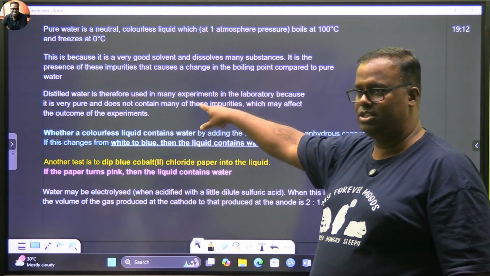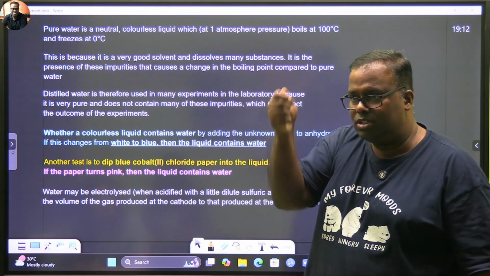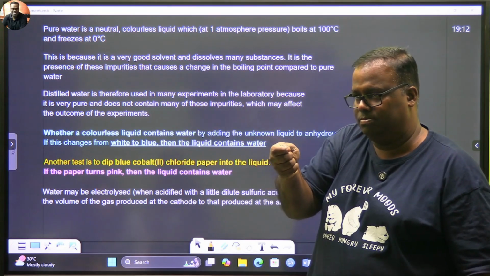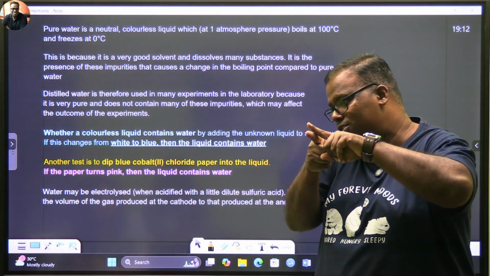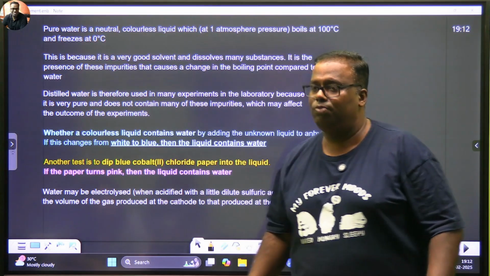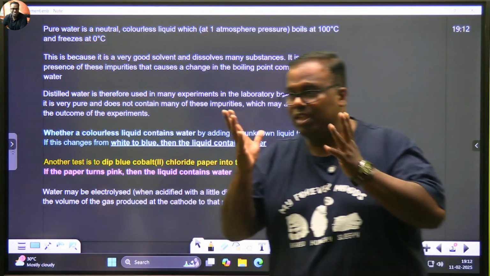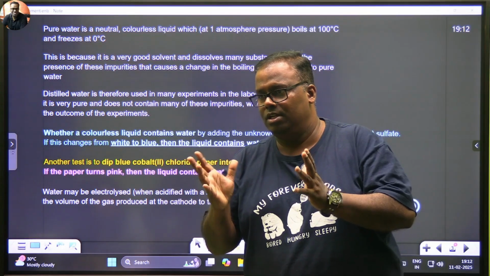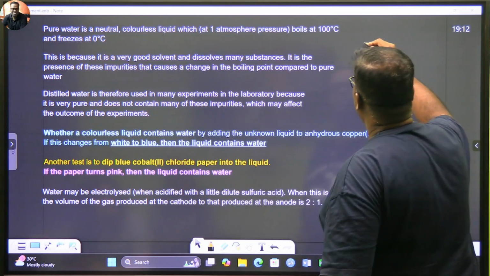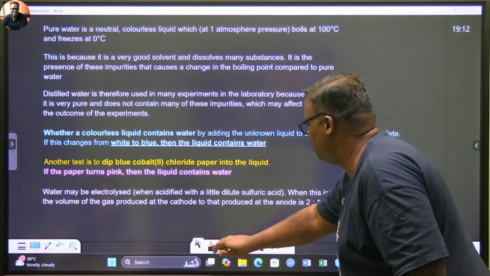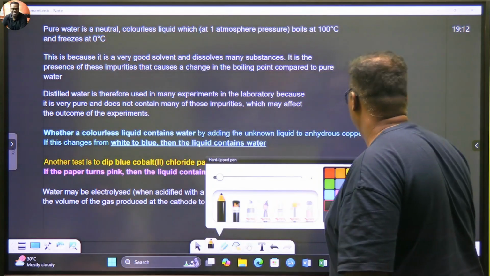Water means only distilled water. Now, that particular thing which I have taken from my kitchen tap, does it contain water? Yes, it contains water and some impurities also. How to test? The first way is take anhydrous copper sulfate. Now, first understand the chemistry behind it. Okay, copper sulfate is copper sulfate.